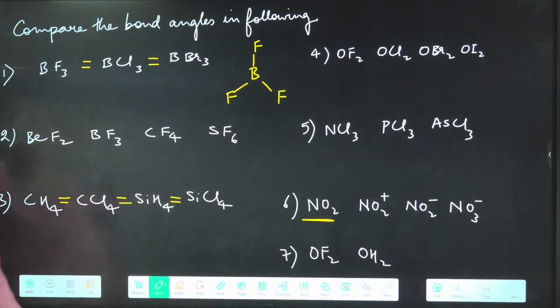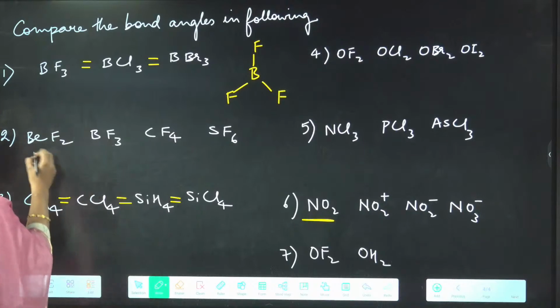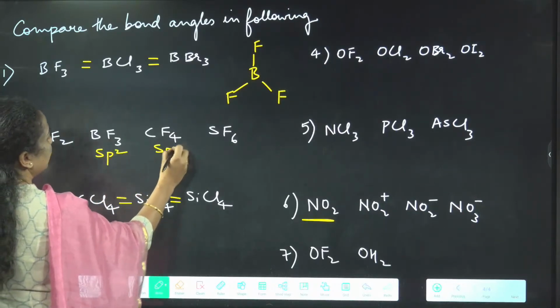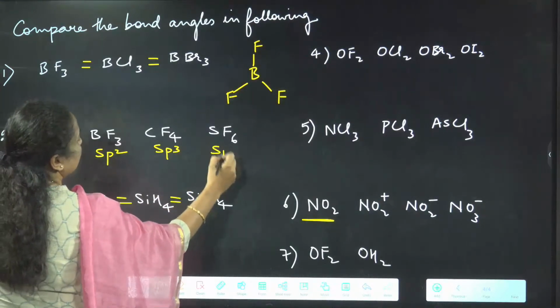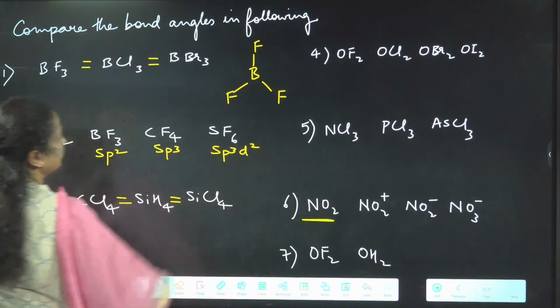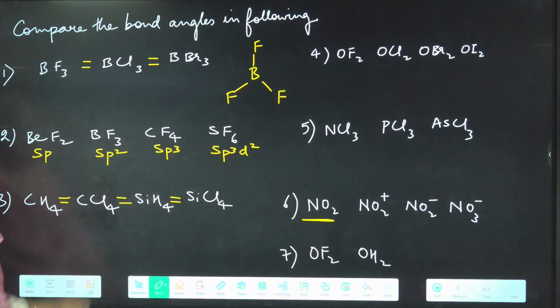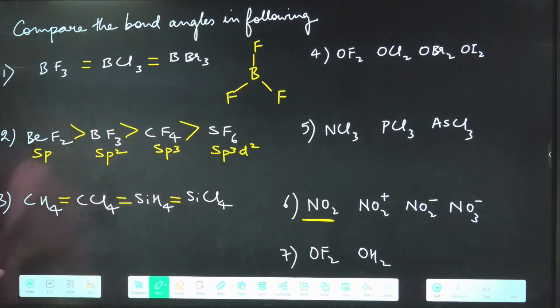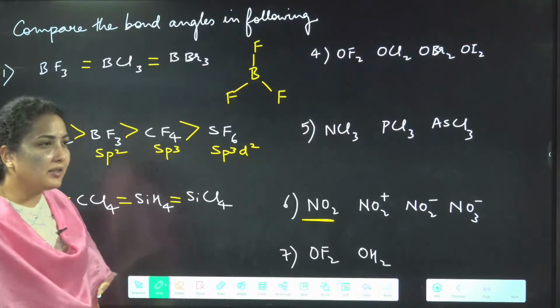Now, BF2, did you get this as sp hybridization, this as sp2, this as sp3, this as sp3d2? Now in this case, definitely we are going like this only, and in case of sp3d2, please consider the smaller 90 degree angle, right?